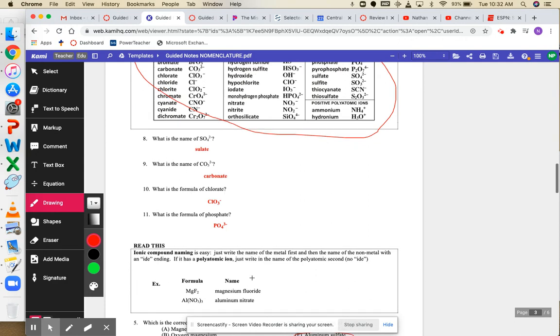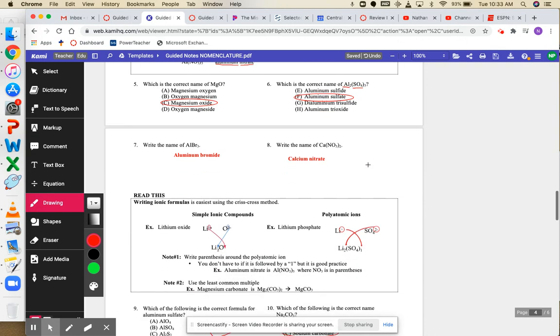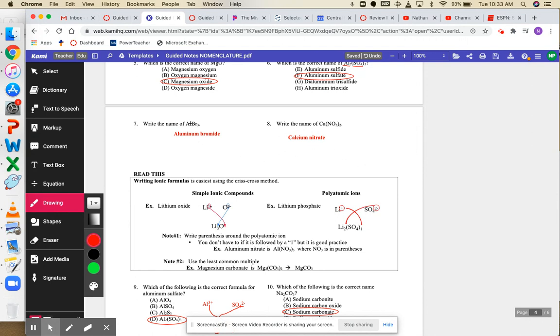Phosphate, PO4 3 minus. Now, how does this work? Well, in ionic compounds, you don't use the prefixes. You just name them. Name the metal, name the nonmetal, throw an ide on. Or if it's what we were just talking about, polyatomic ions, name the metal, name the polyatomic, because there is no ides with polyatomic. So MgO, magnesium oxide. Al2SO3, aluminum sulfate. And one other way to look is see parentheses. Parentheses with a metal means it's a polyatomic.